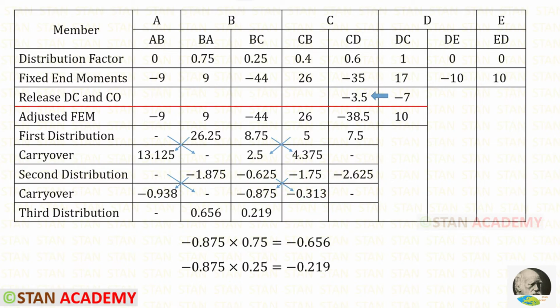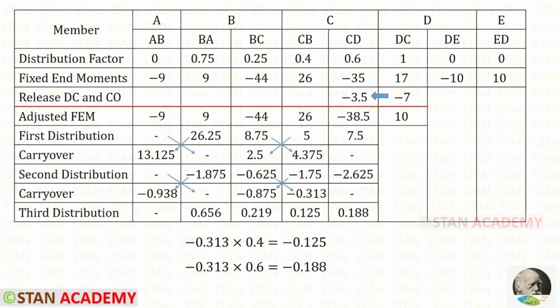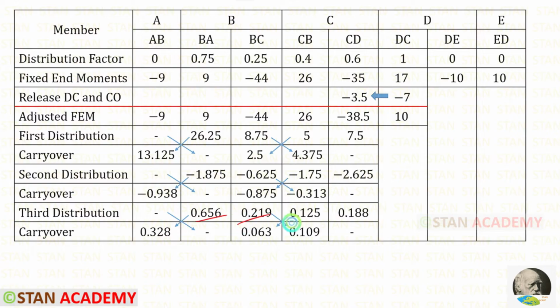Now let us do the third distribution in the joint B. For that, we have to multiply this with the distribution factors. When we do that, we are getting negative values, so we have to enter them as positive. Now let us do the distribution in the joint C. For that, we have to multiply this with the distribution factors. When we do that, we are getting negative values, so we have to enter them as positive. Then we can divide these values by 2 and enter the answers, that is the carryover.